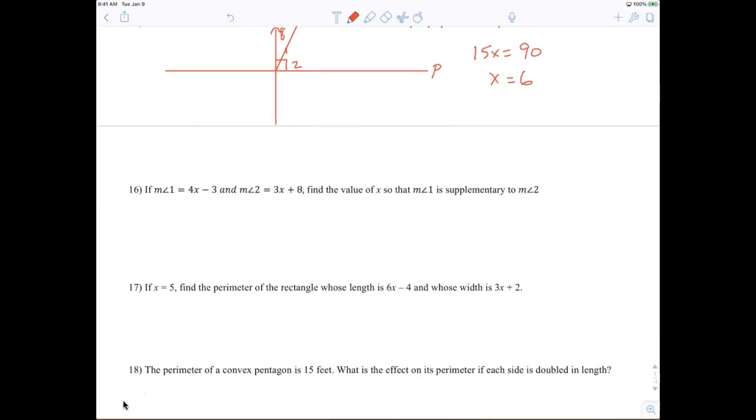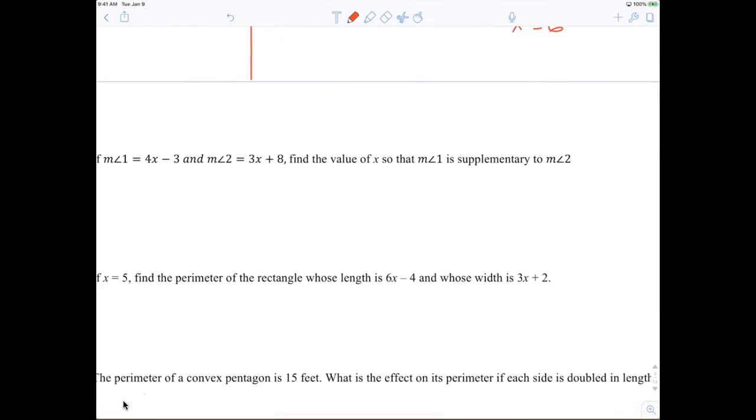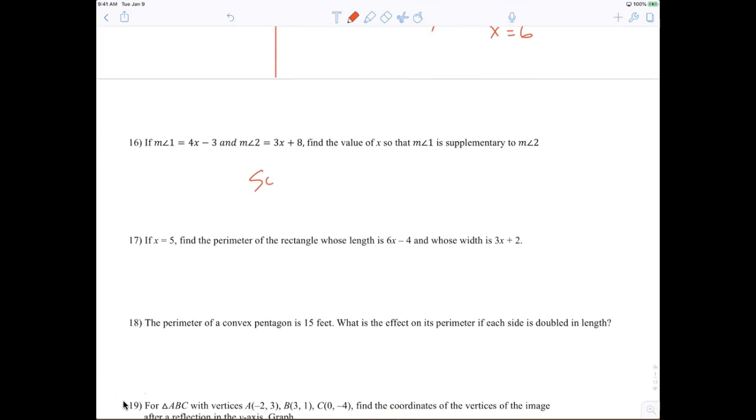Okay, supplementary. What do we mean by supplementary? They add up to 180. All right? So again, the sum is equal to 180. I don't care what the answer is. That's too easy. All right?